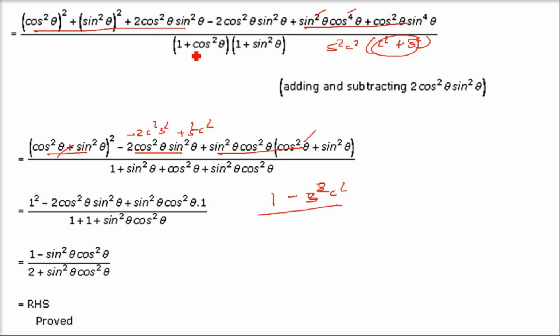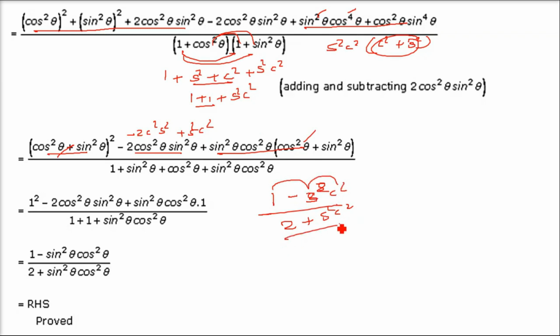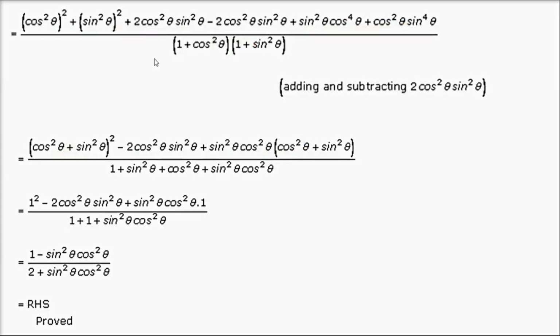In the denominator, let me multiply: 1 plus sin square plus cos square plus sin square cos square. Now this will become what? Sin square plus cos square is 1, so 1 plus 1 plus sin square cos square. It will be 2 plus sin square cos square. So this is 1 minus sin square cos square over 2 plus sin square cos square, and this is the right hand side.